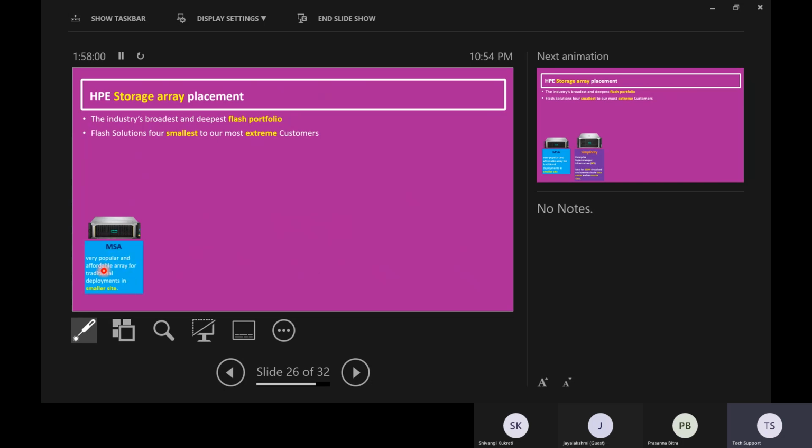It's mainly a very popular and affordable array for traditional deployments and smaller sites. If your organization is small, you can go for an HPE MSA storage. Similarly for other vendors also. Okay, I'm giving the example of one vendor. And the SimpliVity, this is also a storage box model. This HPE SimpliVity is mainly for enterprise hyper converged infrastructure.